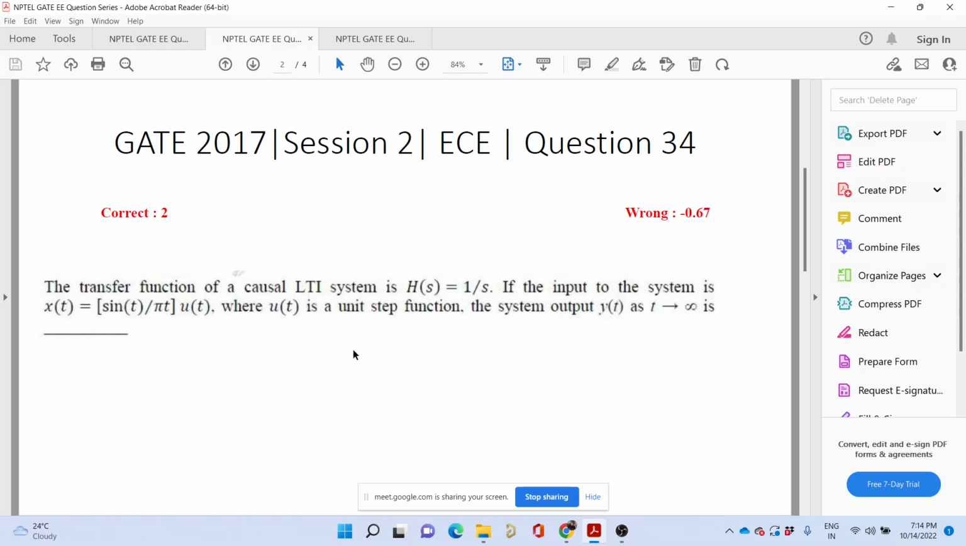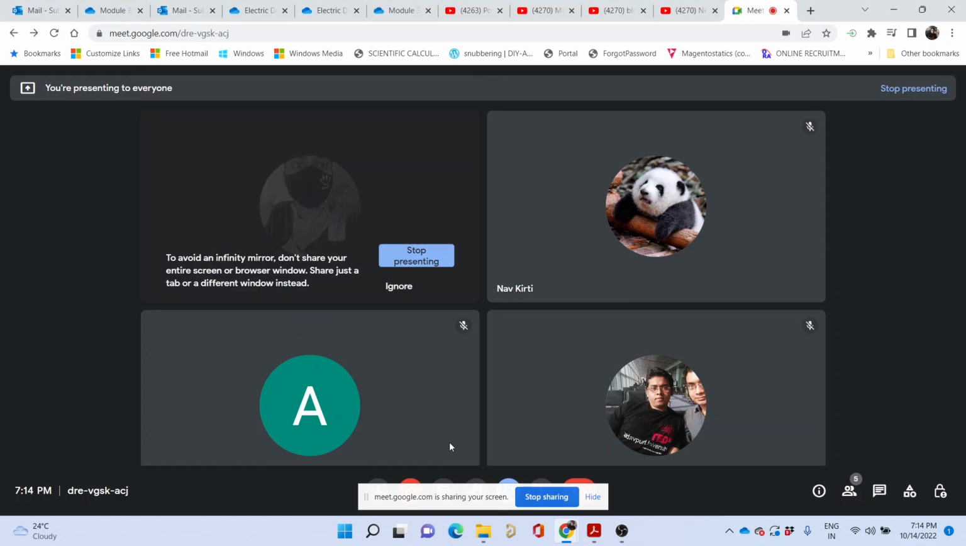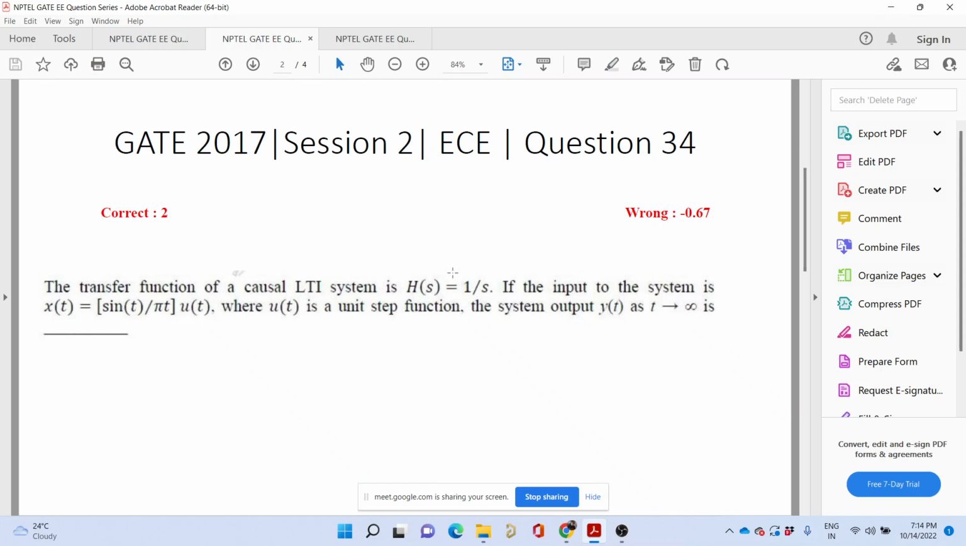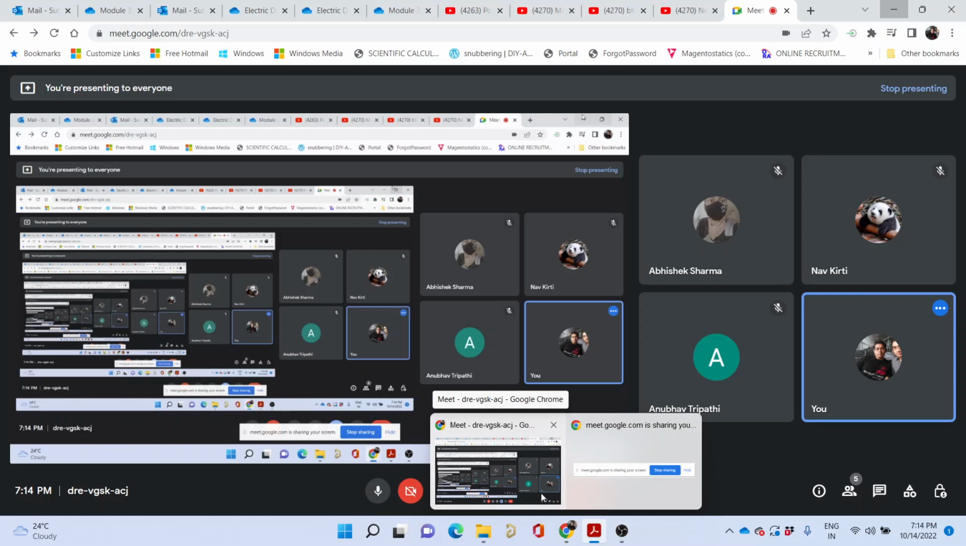1 by 2, sir. 1 by 2. Anubhav, who was that? Abhishek. Yes. Okay. 1 by 2, sir. Okay. Now, Kirti, we are waiting for you. What answer are you getting? Sir, I'm solving the Laplace function.